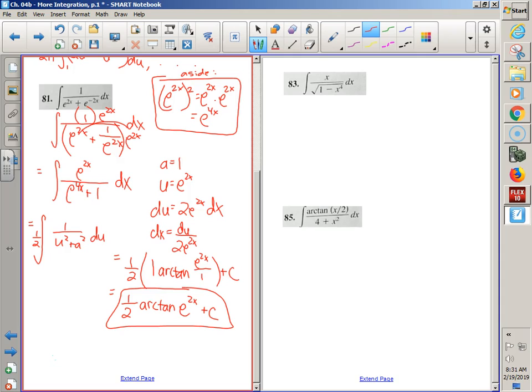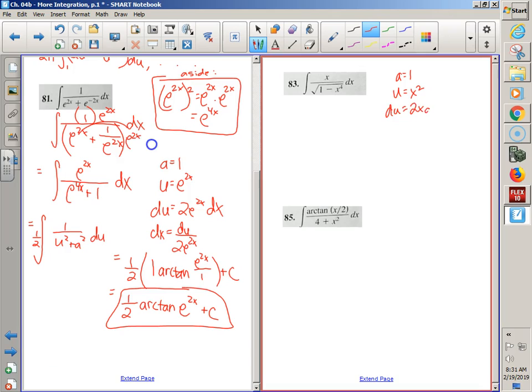Number 83. You see it? A squared minus u squared. So what would one of the answer choices have? An arcsine. A squared minus u squared. Why is this one going to work? Well, I can think ahead. Maybe some of you can't think ahead as far as doing math with calculus.